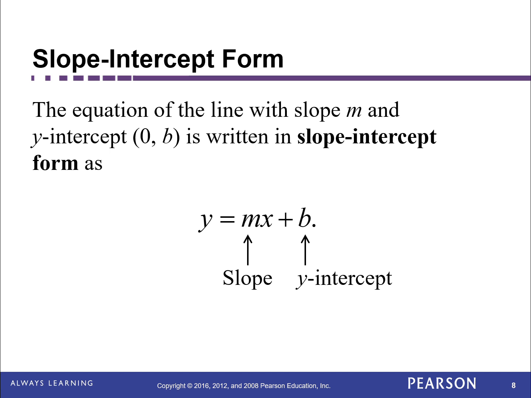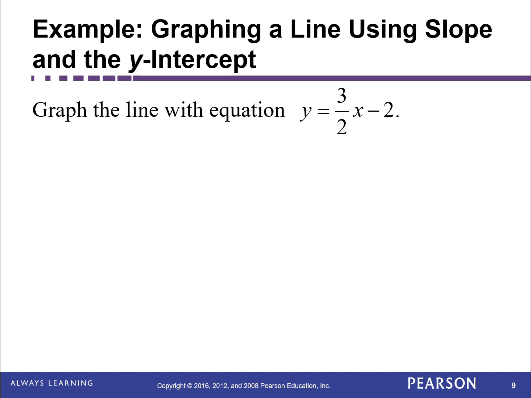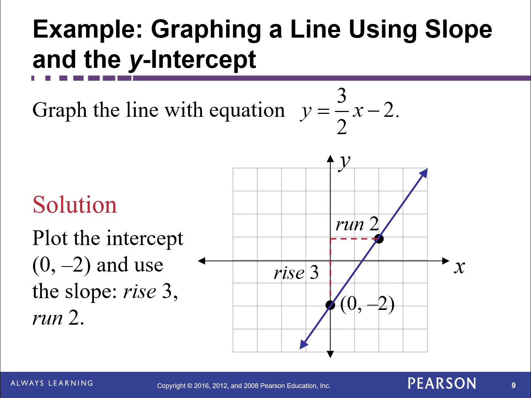Alright, now let's go on to slope-intercept form. The equation of the line with slope m and y-intercept (0, b) is written in slope-intercept form as y equals mx plus b, where m is your slope, b is your y-intercept. Okay, let's graph the line with the equation y equals 3/2 x minus 2. Now that minus 2 part here, that is your b, which is your y-intercept.